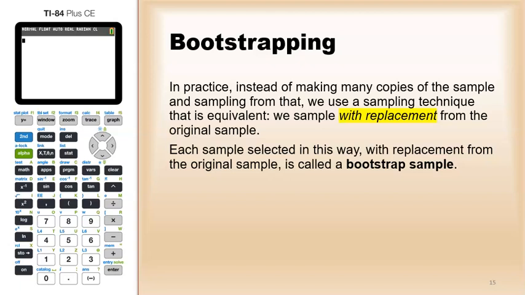So in practice, instead of making many copies of the sample and sampling from that, we use a sampling technique that is equivalent. That is, we sample with replacement from the original sample. That is, you could pick something from your sample, and there's always a possibility you could pick that thing again and again and again. Each sample selected in this way with replacement from the original sample is called the bootstrap sample.